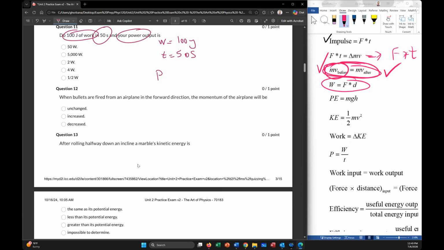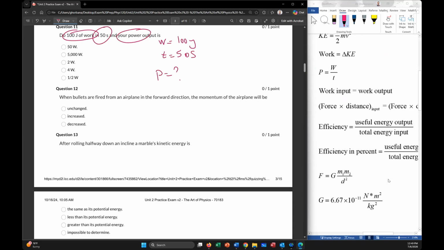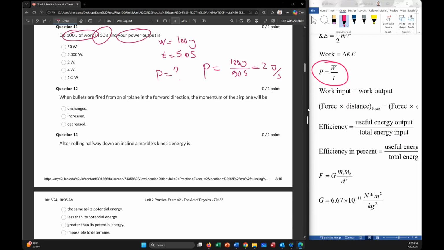What are we looking for? Power. Go to the formula. Power is work over time. Okay, I have work, I have time. Power is going to be 100 joule divided by how many seconds? 50 seconds. 100 divided by 50 is going to be 2 joule per second. What is the other unit of the joule per second? Watt. Okay, joule per second or watt. So the right answer will be 2 watt.